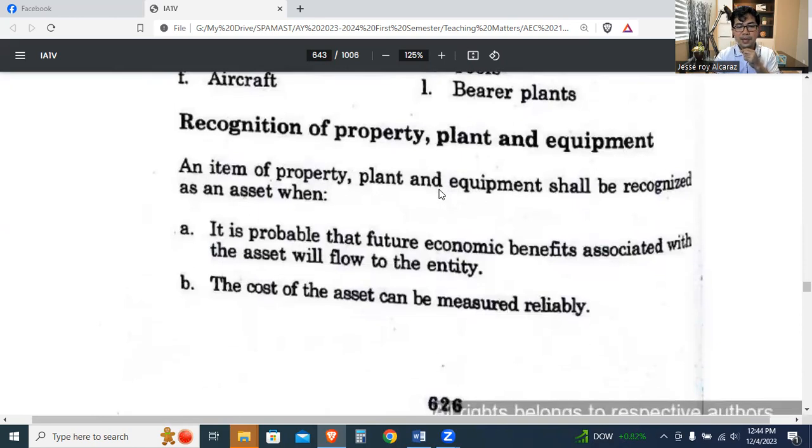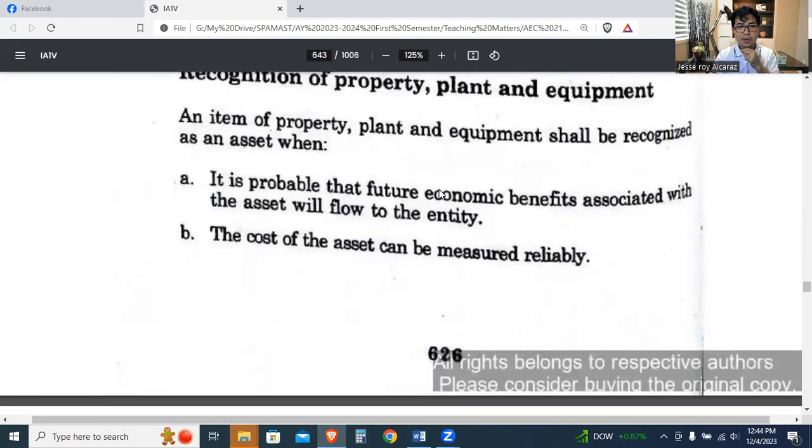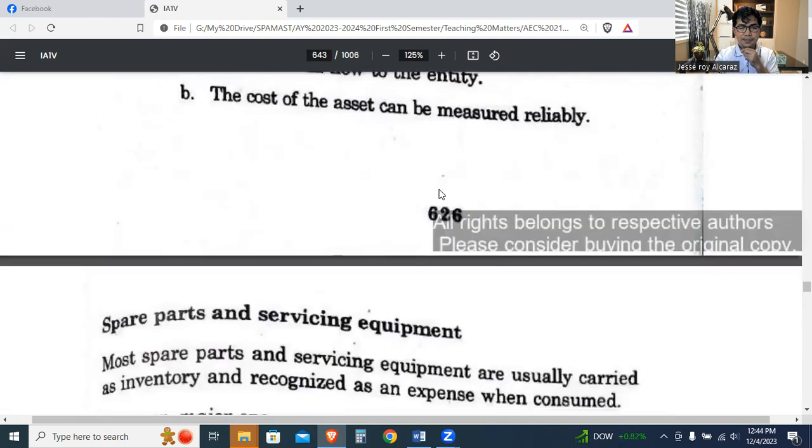An item of PPE shall be recognized as an asset when, number one, it is probable that economic benefit associated with the asset will flow to the entity. And number two, the cost of the asset can be measured reliably. Basically, that's just the definition of an asset. So long as that item will give us future economic benefit, then we recognize it as an asset. And number two, the cost of the asset can be measured reliably.